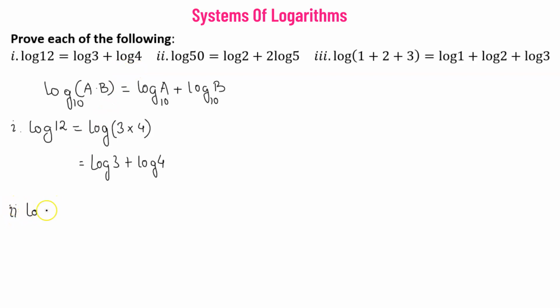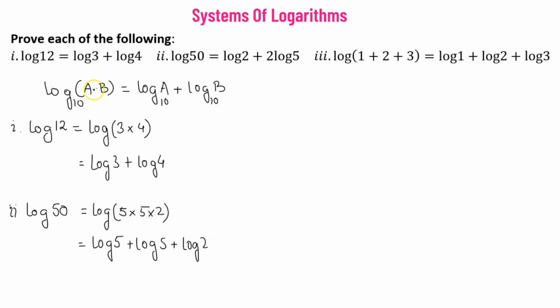So in the second problem, we have log of 50 with a base of 10. The log of 50 can also be written as, we have 5 times 10 is 50, and 10 is 5 times 2. So this is going to be the factors of 50. Now, if we apply the property, then this will be log of 5 plus log of 5 plus log of 2. So it doesn't matter if we have only 2 numbers in the product. It could be more than 2, but the property will remain the same.